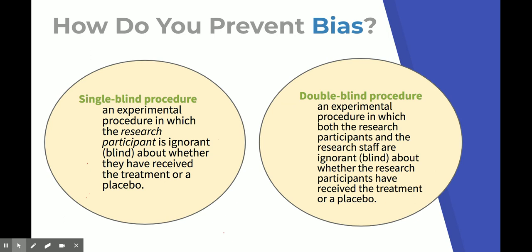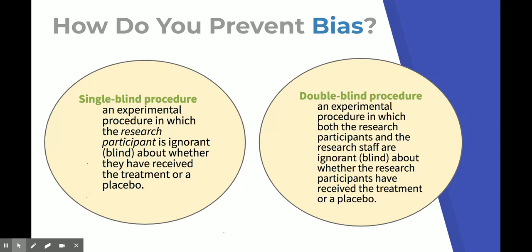One of the reasons why random assignment is so important is it's one way to help prevent bias. There are some other ways as well. One way is through what's called a single blind procedure. This is a procedure in which the research participant, say the person being injected with the vaccine, does not know whether they've received the actual vaccine or a placebo. So they're injected with something, they don't know which thing it was. If they're taking a medication, they don't know which one it is. Is it fake pill, real pill?